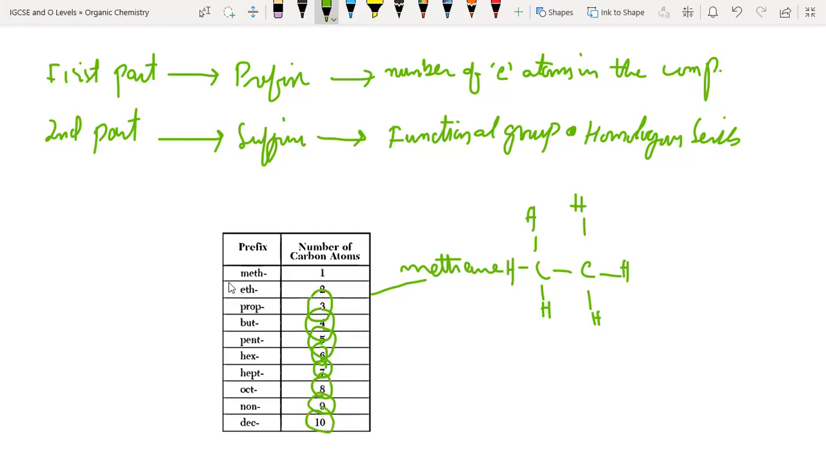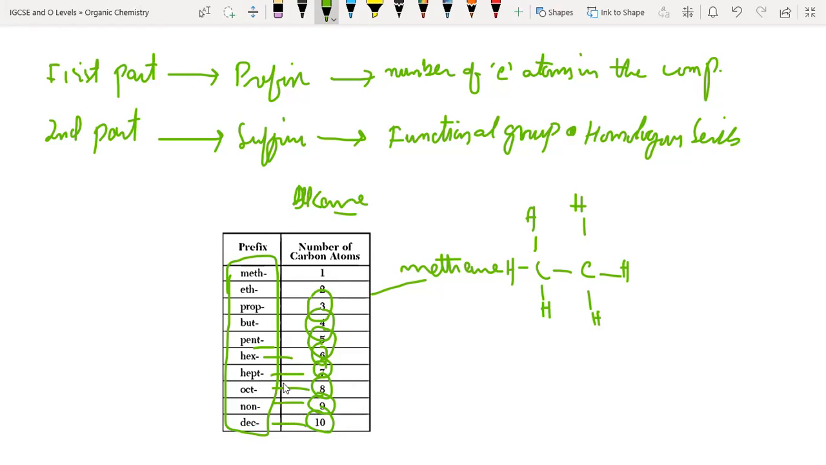This is the prefix, and these prefixes can be used in any homologous series. As I am using alkane as the homologous series, their names will be methane, ethane, propane, butane, pentane, hexane, heptane, octane, nonane, decane.